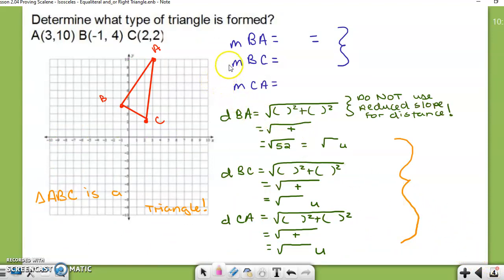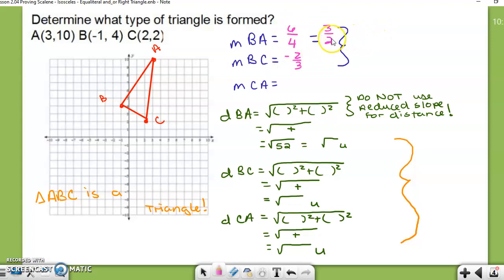Determine what type of triangle is formed. So first thing I want to do is I want to look at those slopes. So I'm going to look at my slope for BA. I count up 6 and a run of 4. When I look at BC, I'm looking that I drop 2 and I run 3. Let me think about this. This simplifies to 3 halves.